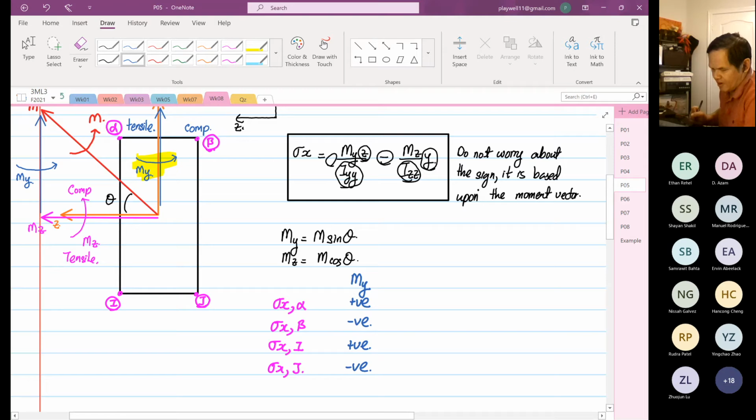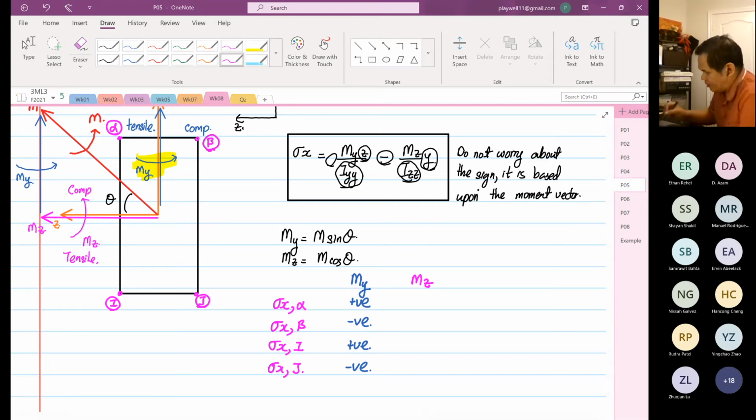Then we next look at moment in the Z, right? So I want you to focus on moment in the Z. This one. When we focus on that, in alpha, you have compression. Beta, moment Z, also compression, right? And stress X in I due to moment Z is in tension. J is in tension.